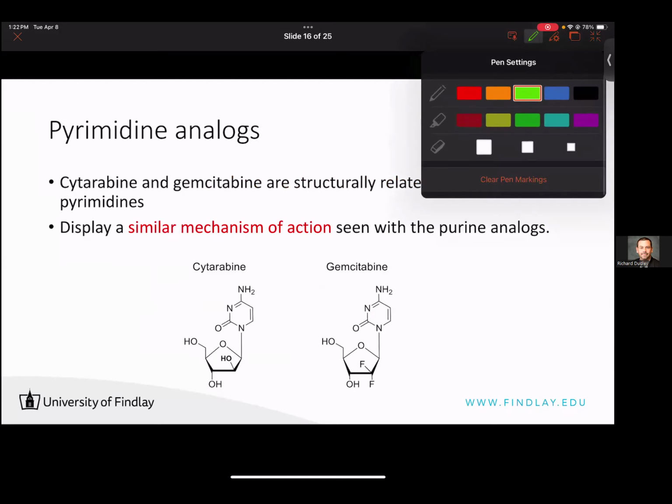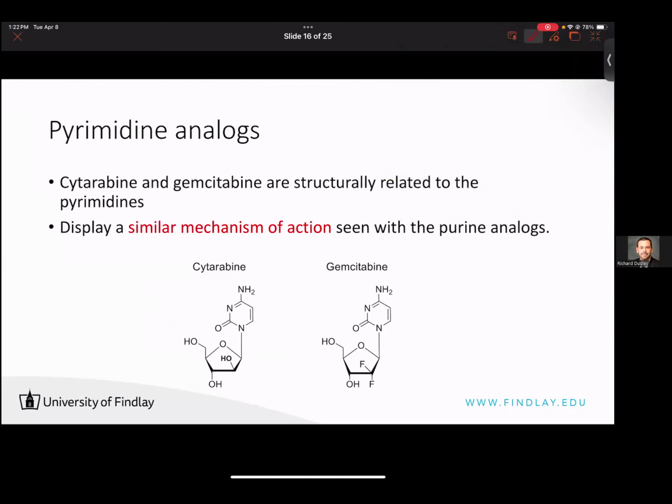In that same concept, we have other agents that are nucleoside in nature. The difference being that these two drugs are pyrimidine analogs. So we have something called cytarabine, which you'll see abbreviated from time to time, Ara-C. And then we have another drug called Gemzar or gemcitabine. And again, these are pyrimidine derivatives.